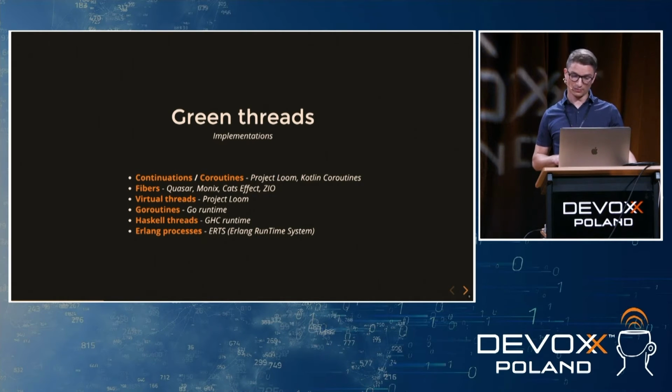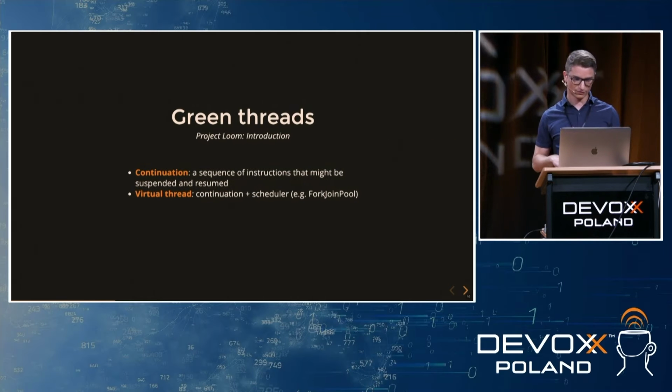In case of the JVM platform, we have coroutines already in Kotlin. We have fibers, and we've had fibers for many years on Java with Project Quasar. And in Scala, we have three main implementations of fibers. We have Monix, Cats Effect, and ZIO. And we will also have, on the JDK itself, a native implementation of green threads. We will have something called virtual threads, which will be introduced by Project Loom.